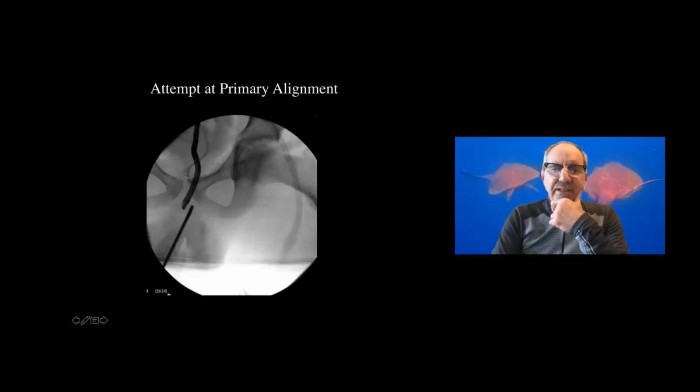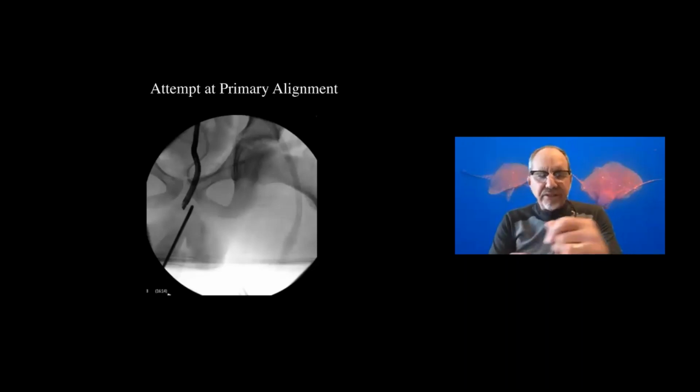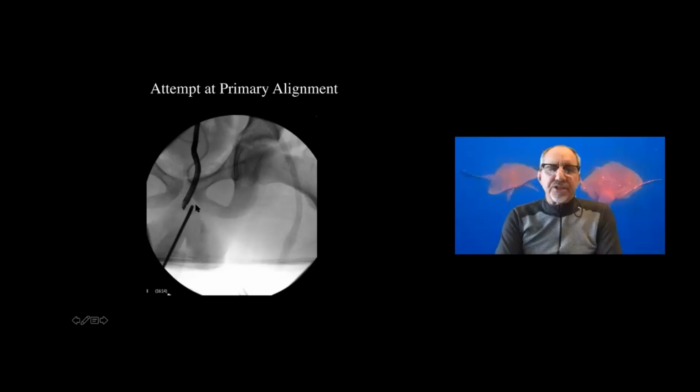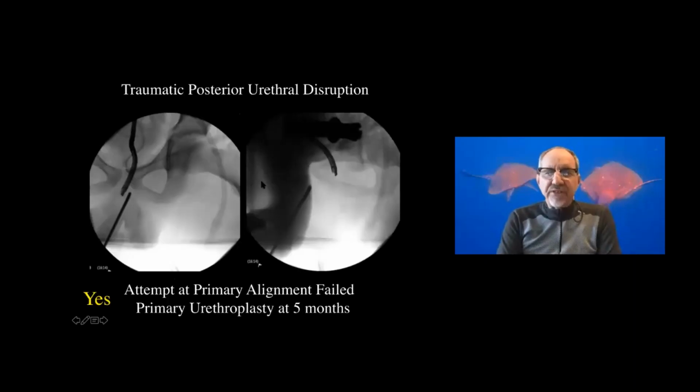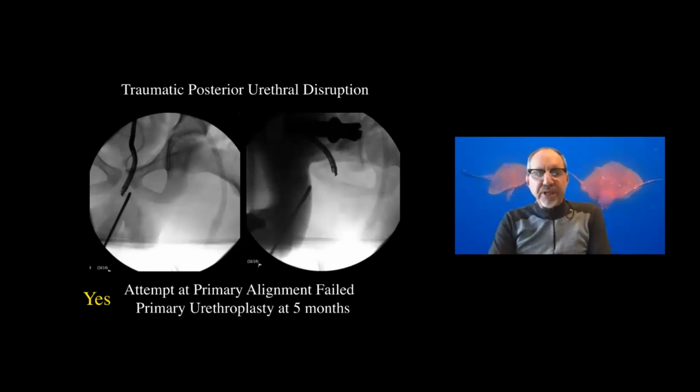And I have the luxury of having Ben Breyer and Lindsay Hansen to help me. When I talked to Ben, he basically said, you have 20 minutes in the operating room to try to align this, otherwise you're going to abort. So this was my attempt. It all looks good until I flipped the fluoro machine and found out at 90 degrees that I was like 5 centimeters away. So a suprapubic tube was placed, and primary urethroplasty was performed 5 months later.